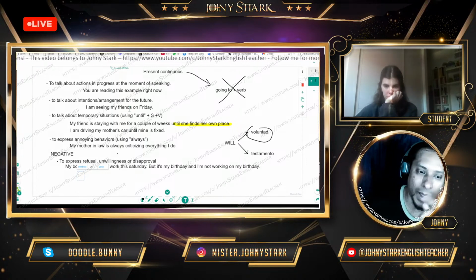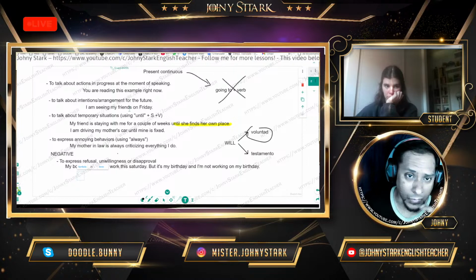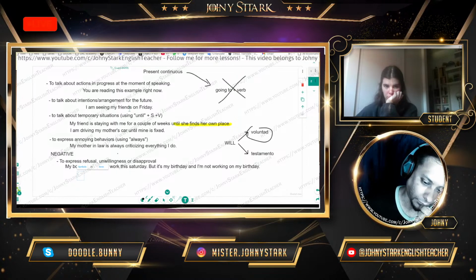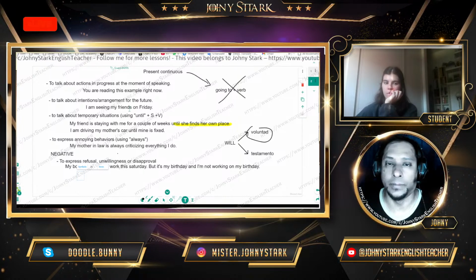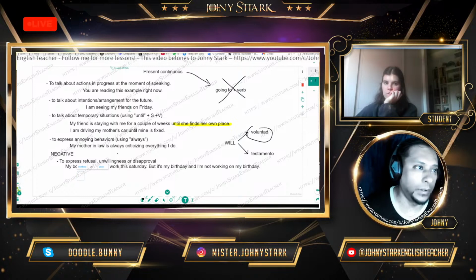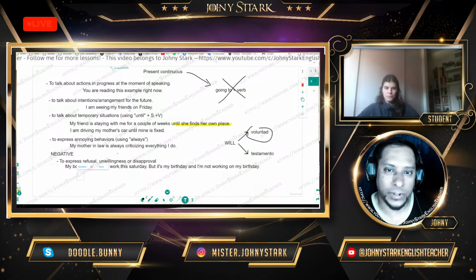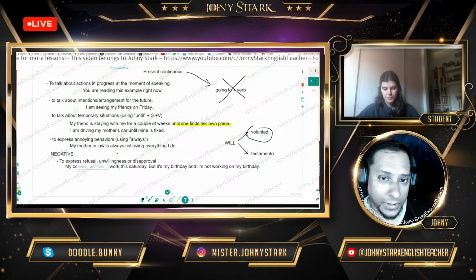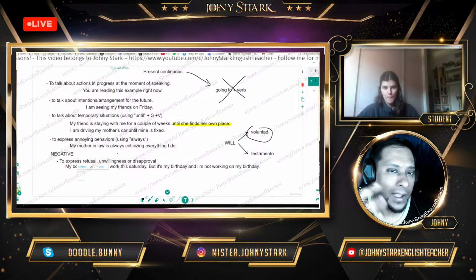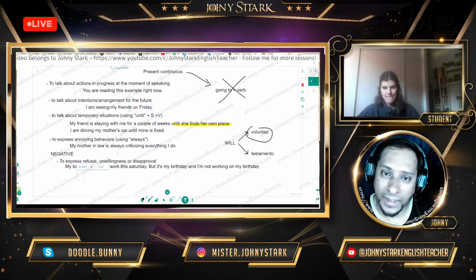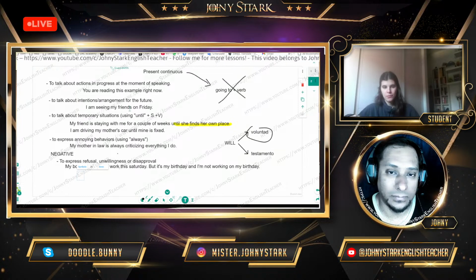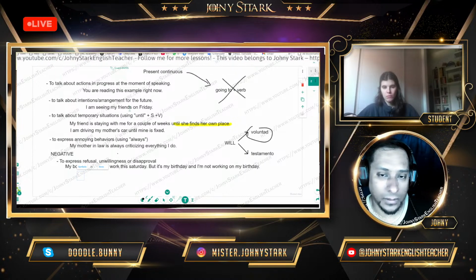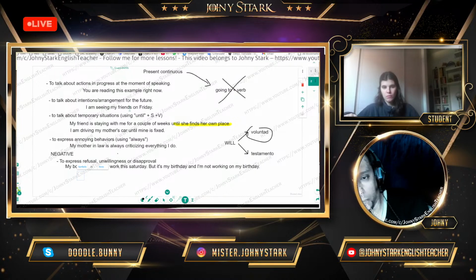Si pudieses crear un párrafo, un texto, en donde tú mezclas los dos, cosas que dirás usando el presente simple, que deben aplicar sus usos del presente simple, mezclado con cosas del presente continuo. Como por ejemplo, I always go to the gym on Fridays. Supongamos que estamos en viernes. Tú me dices, I always go to the gym on Friday. But today, I'm not going because I'm sick. Hoy no voy porque estoy enferma.